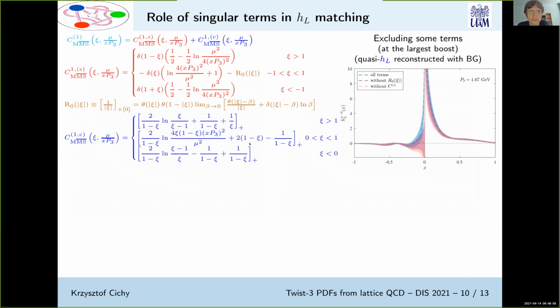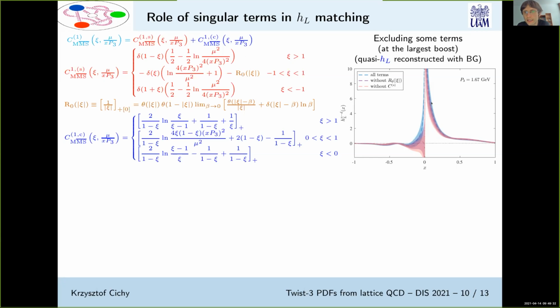HL contains this singular part in the matching, and we wanted to check what is the influence, the numerical effects, of these singular terms on the matching. So in blue in this plot, you see the matching with all the terms included. And then in purple, you see what happens if we exclude these R0 terms, which are here in brown or orange. And then in red, you see the exclusion of all the singular terms.